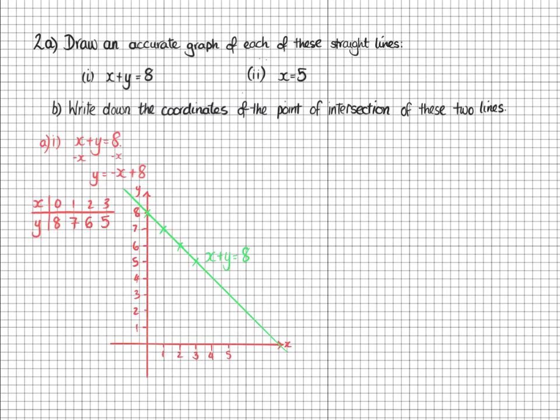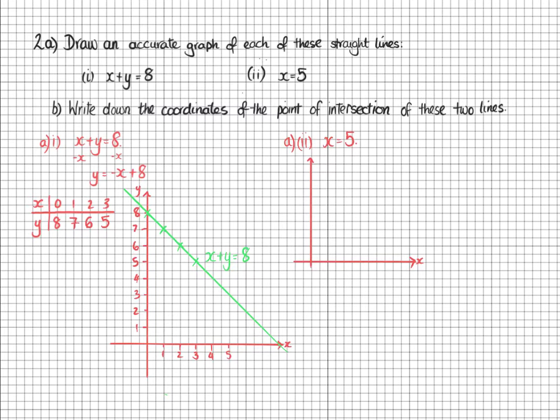Okay, right, so for part B, or part 2 of A even, A part 2, we have to draw x equals 5. Okay, so this one should be easy, we can go straight into drawing this one. Right, so here we go. So what do we know about the line x equals 5?